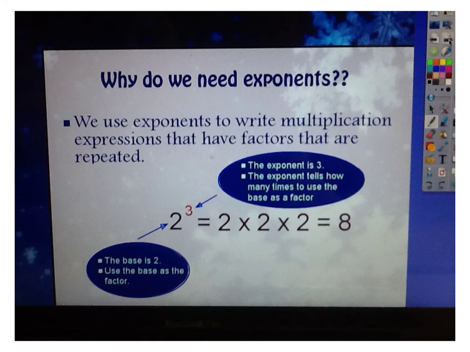Why do we use exponents? Well, we use exponents to write multiplication expressions so that factors are repeated. So instead of saying 2 times 2 times 2, I could have 2 to the third power.